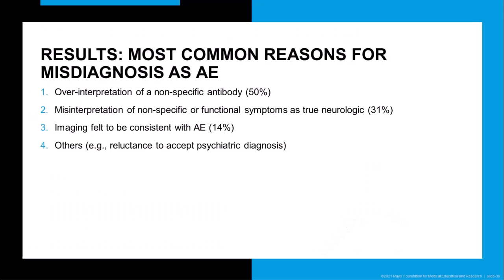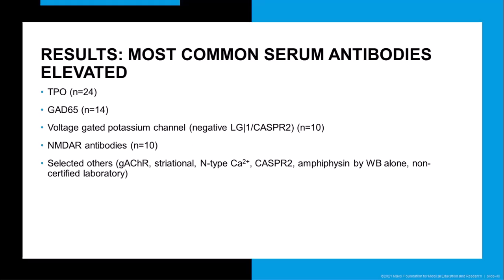The most common reasons for misdiagnosis were overinterpretation of a non-specific antibody, or misinterpretation of non-specific or functional symptoms as being true neurologic, or the imaging was felt to be consistent with autoimmune encephalitis. Some of the antibodies that we saw elevated, we see TPO antibodies here, GAD65 antibodies. These were usually low titer. Voltage-gated potassium channel, where they were negative for the LGI1 and Caspr2.